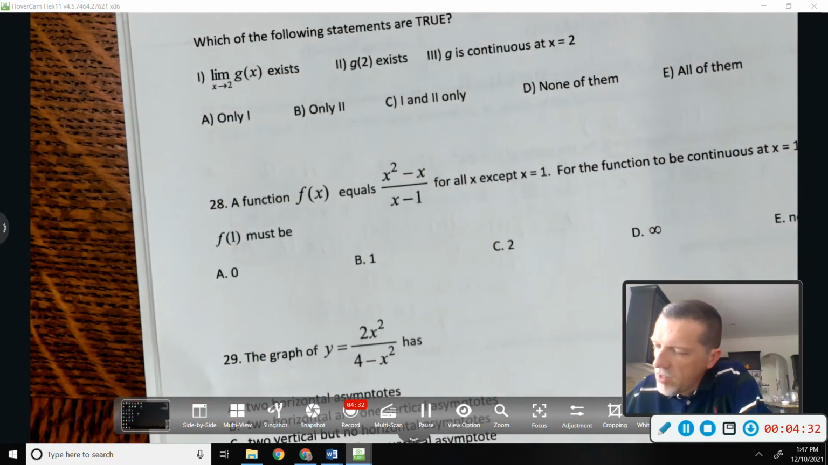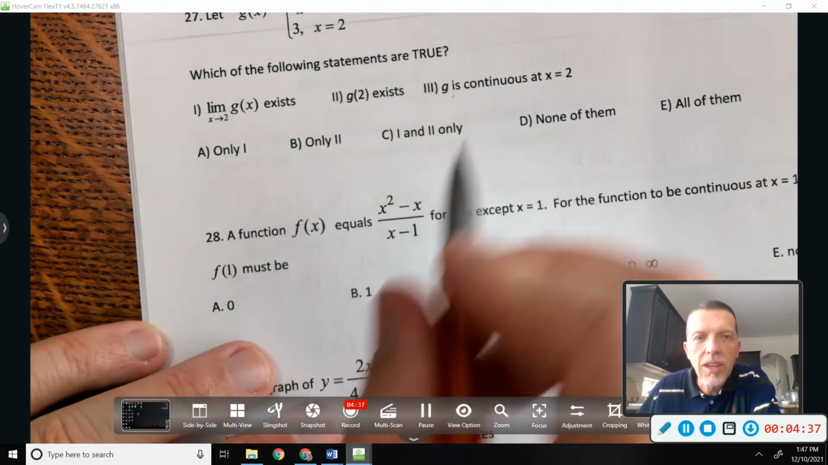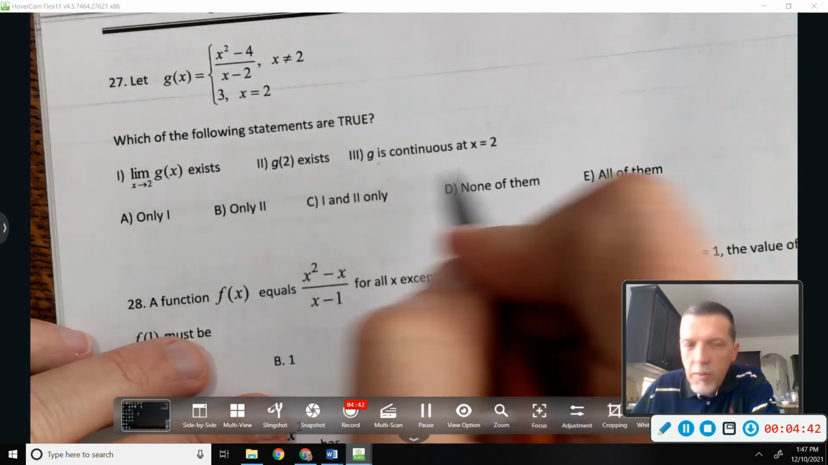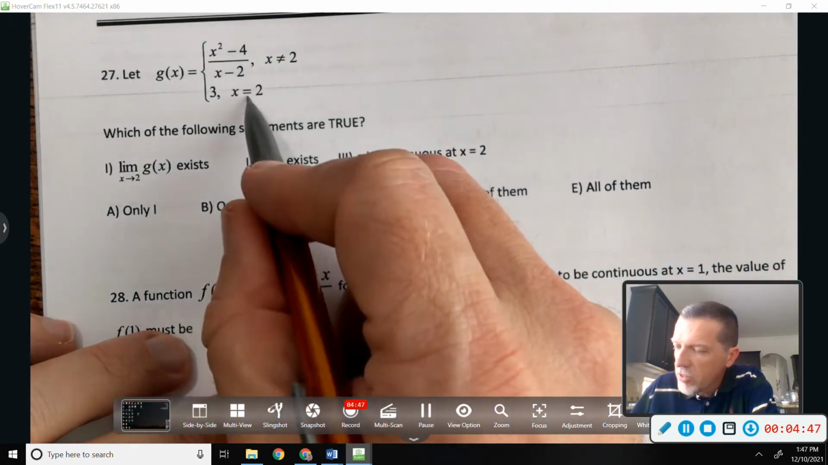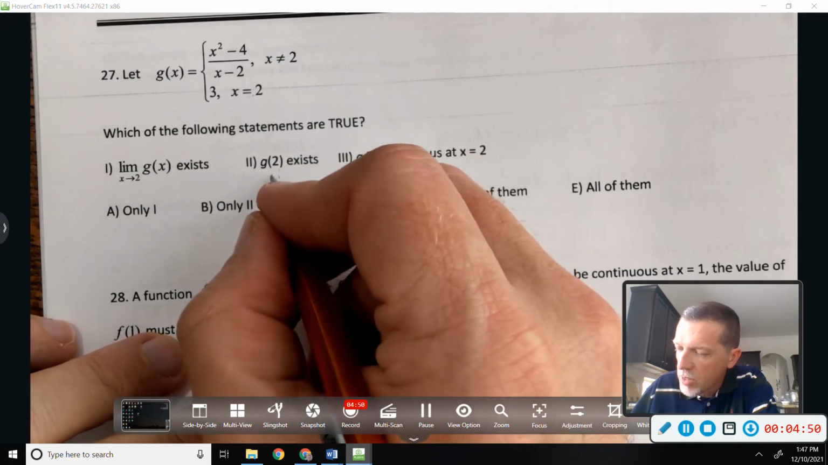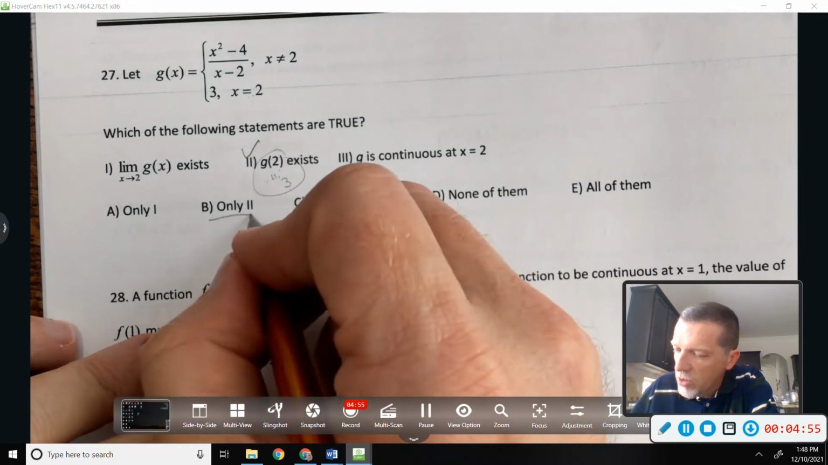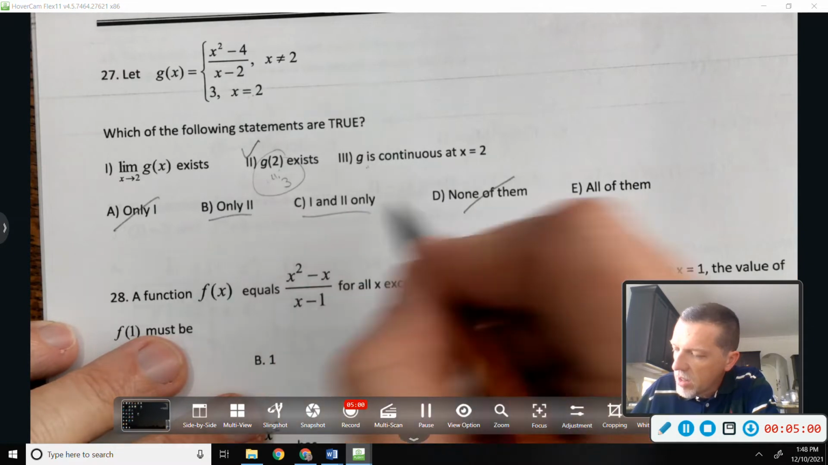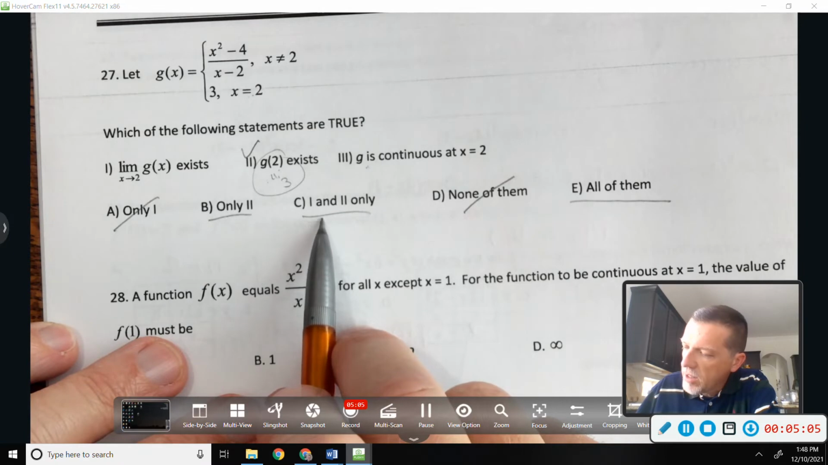Limit exists, function exists, g is continuous. Well, the definition of continuity is the limit exists and the function exists and they're equal to each other. So this is very much a related question here. I want to take the easy one first. G of 2 exists. Yeah, because g of 2 is equal to 3. So statement 2 is definitely true. So anybody that doesn't include 2 is out. So I need to know if 1 is one of them and if 3 is one of them.